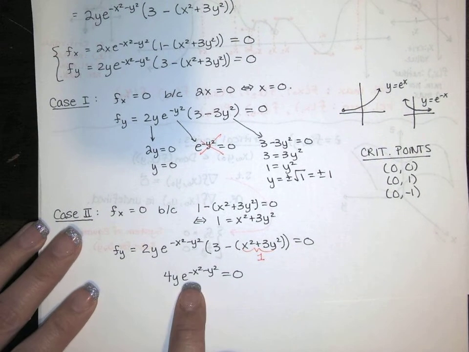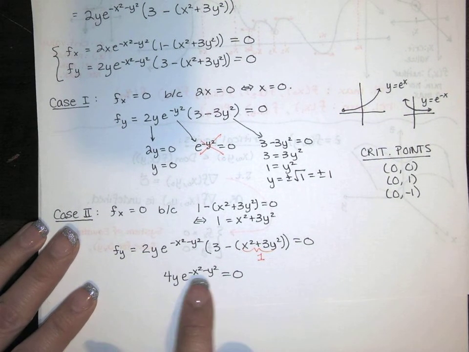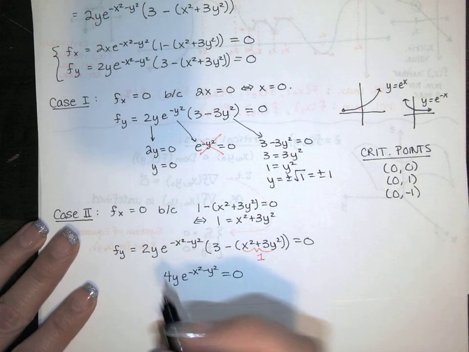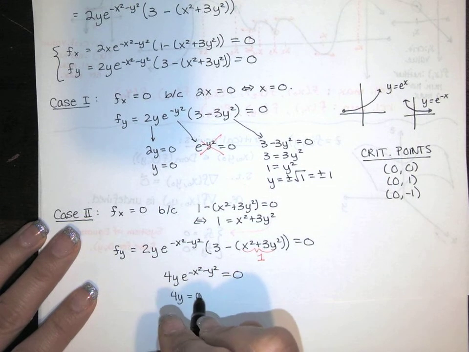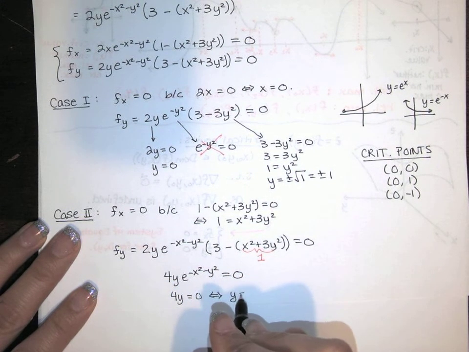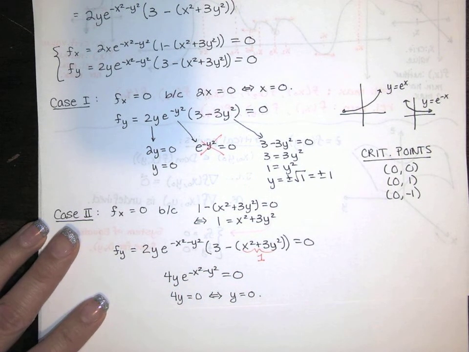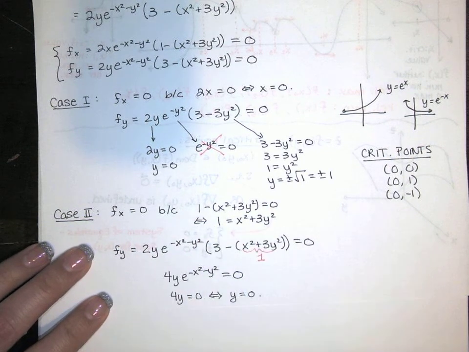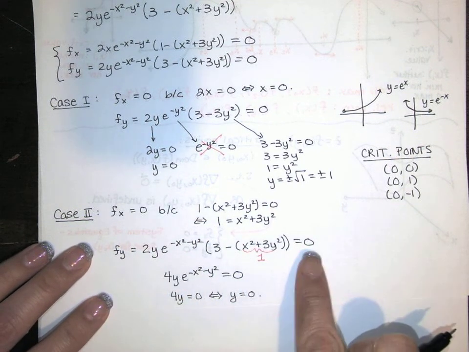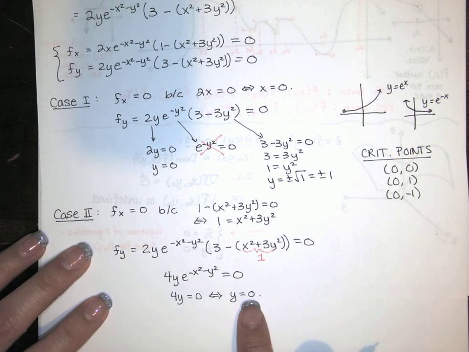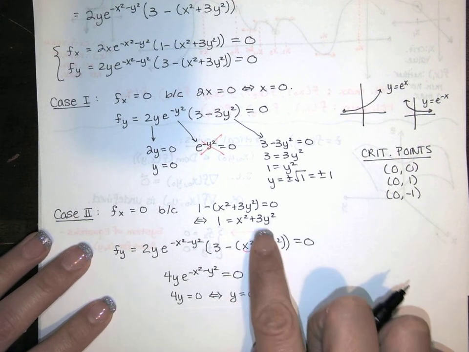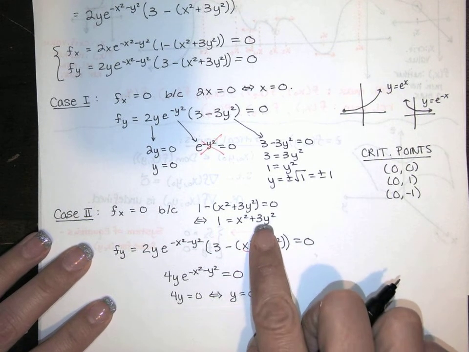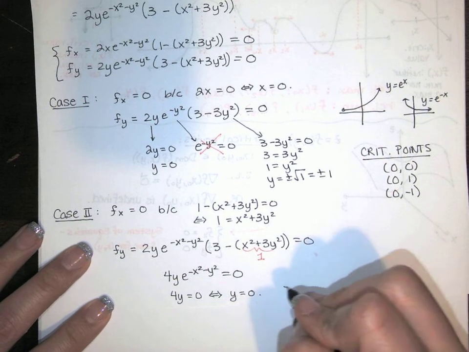Okay, the exponential is never 0. So if this times this equals 0, that means 4y must be 0, which means that y must be 0. It's the only way it happens. So if we're on this curve and the partial of f with respect to y is 0, then we know y must be 0. Now if I know y must be 0, I can substitute that back in up here and find the corresponding x values.